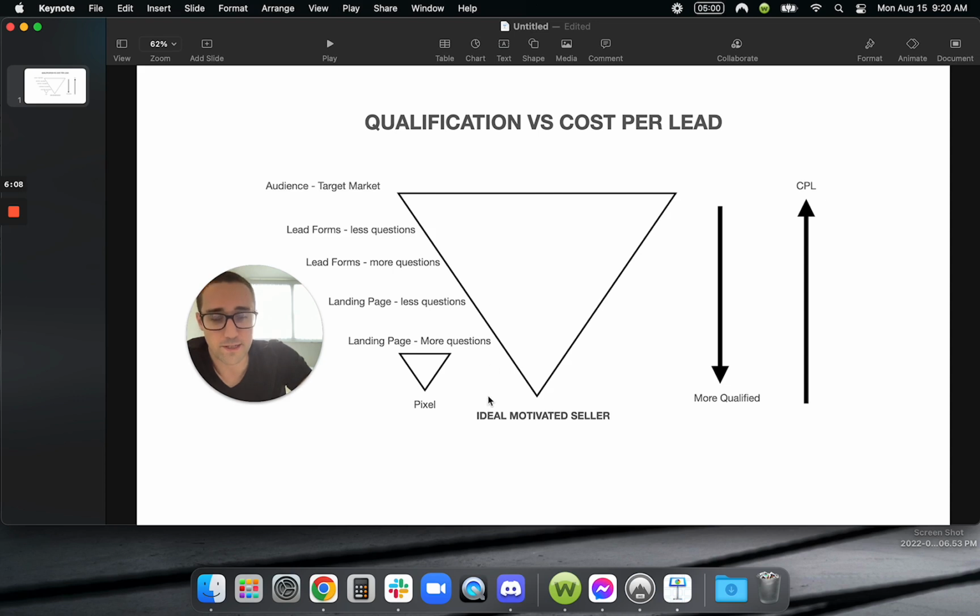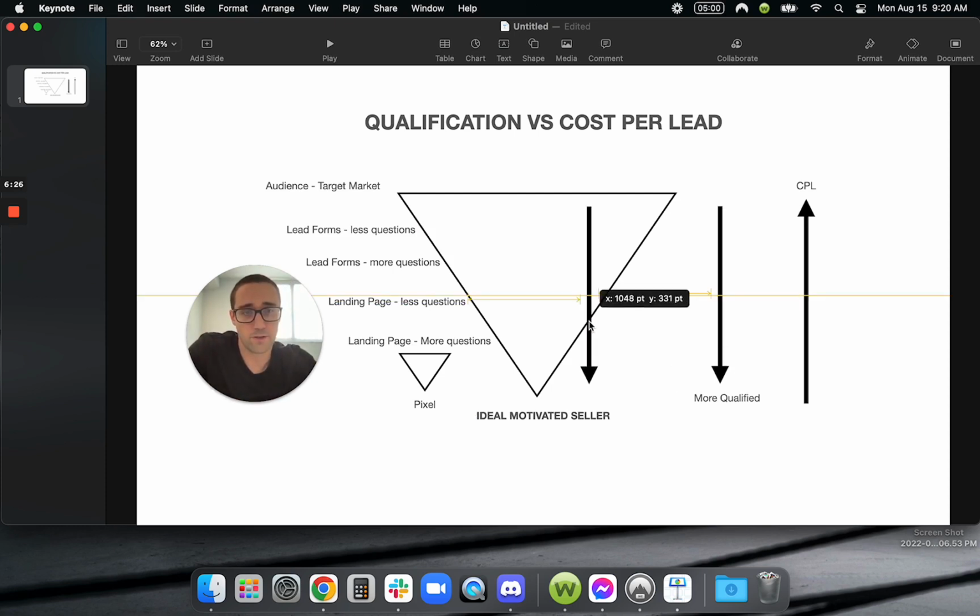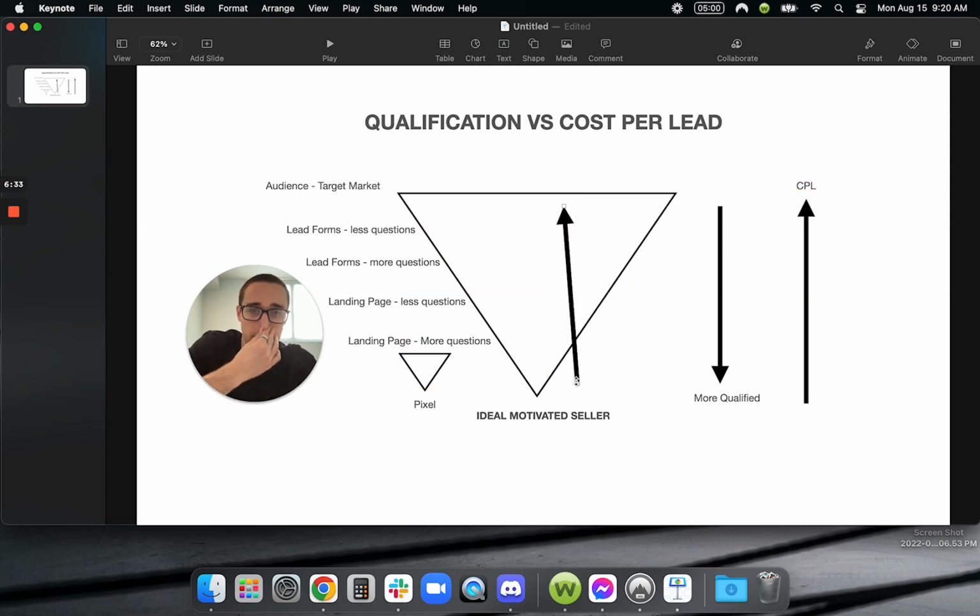When we start getting enough of that data, we start feeding it back to the top of the funnel, so that now Facebook is looking at who's becoming this ideal motivated seller, and we're going to show our ads to more people like that. Let's see if I can get another arrow here. I don't know if I can bend this arrow, but it starts to look more like this, right? So we start to feed that data back to the top, and it becomes a cycle.